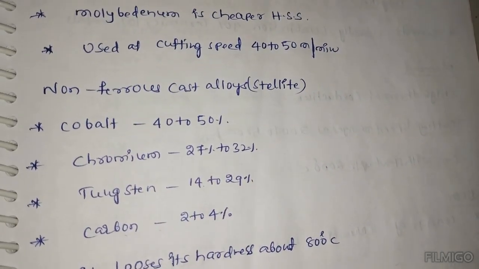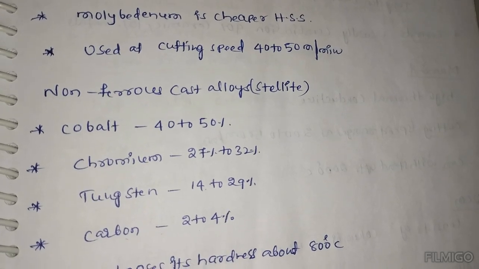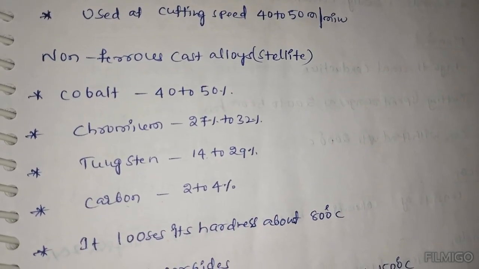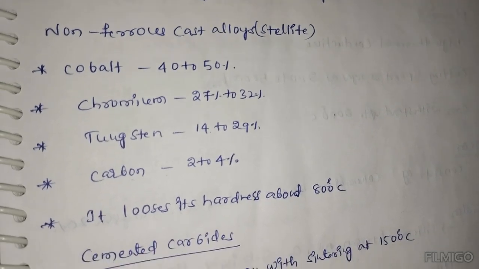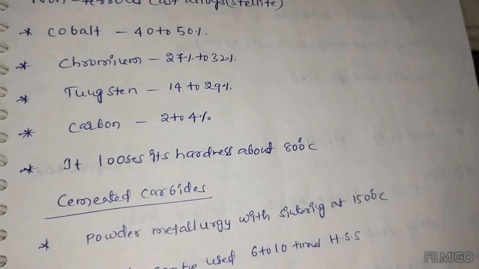Non-ferrous cast alloy is stellite: cobalt 40 to 50%, chromium 27 to 32%, tungsten 14 to 29%, carbon 2 to 4%. It loses its hardness at about 800 degrees centigrade.